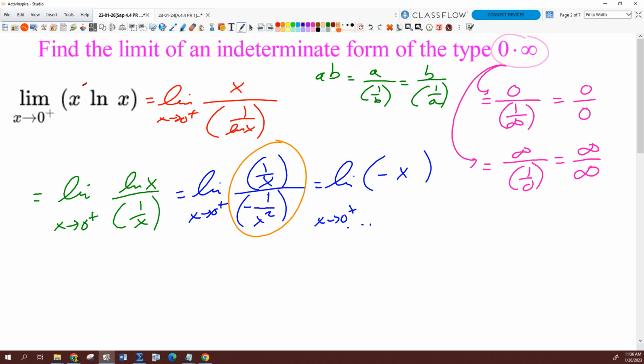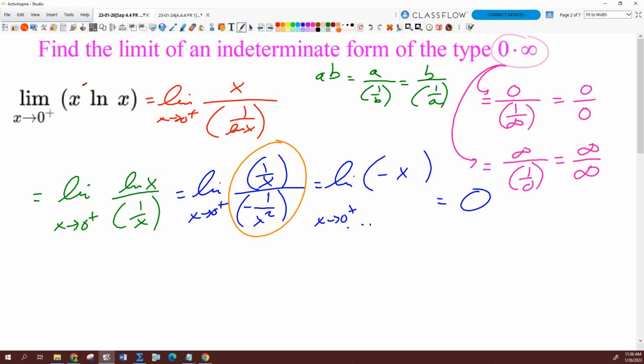So what's my answer then? What's the limit of negative x as x approaches 0 from the right? Doesn't really matter. I get 0, don't I? Do I really care about the sign of 0? No. It's approaching the value 0. Technically, it'd be a 0 minus, but I don't care. It just equals 0. 0 minus is still just a number very close to 0. Okay?